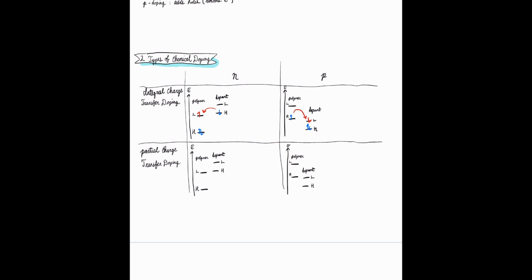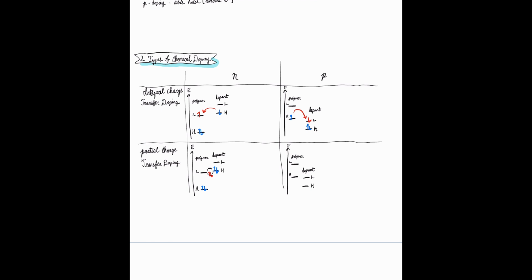The difference between integral charge and partial charge transfer is that in partial charge transfer, there's actually going to be a sharing of electrons between the polymer and the dopant. So in the case of N-doping with partial charge transfer, instead of all of the electrons or an electron being given to the polymer, there's actually going to be a sharing of electrons. So there will be a split in the band gap, and essentially the dopant will share some of its electrons with the polymer.